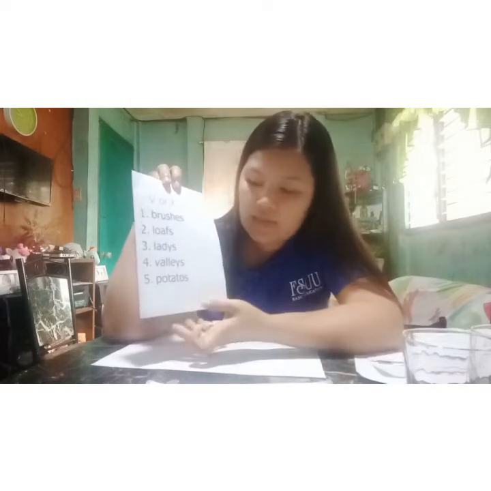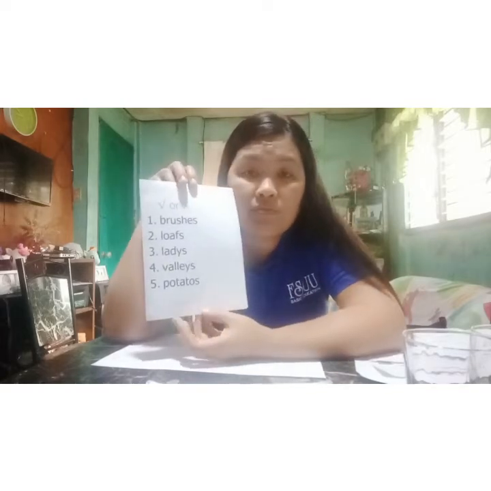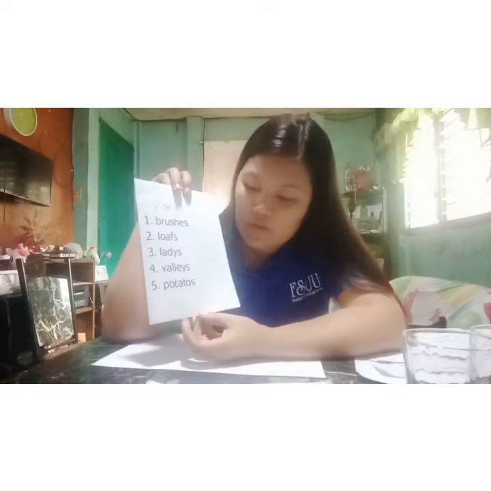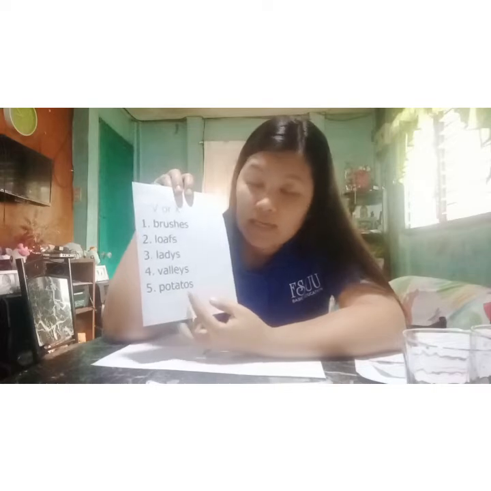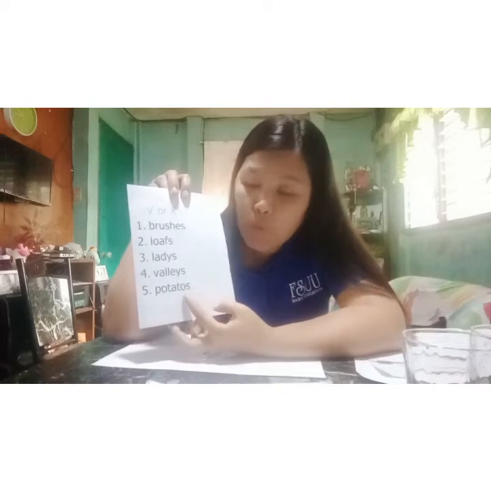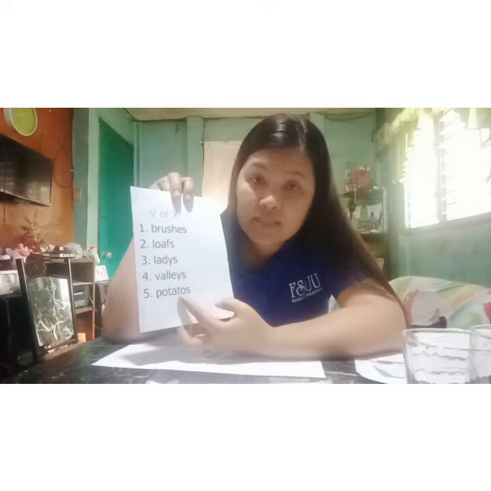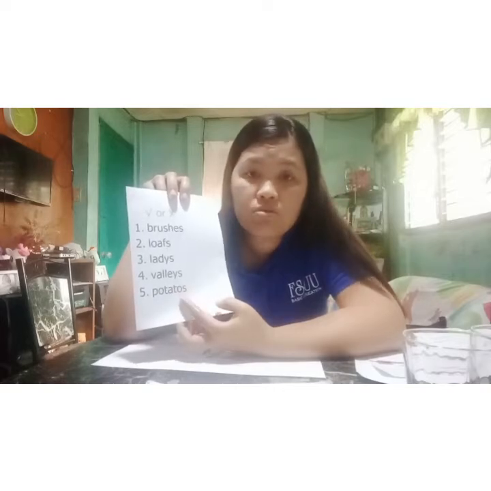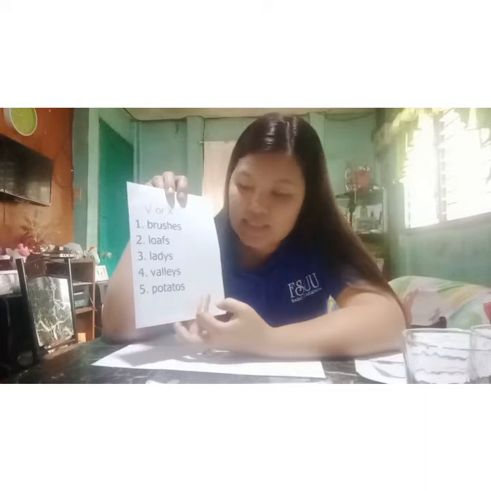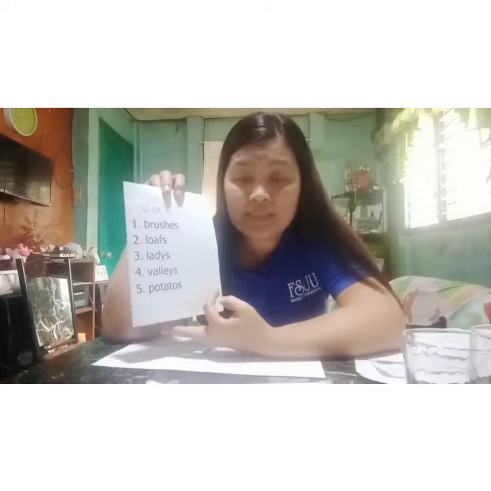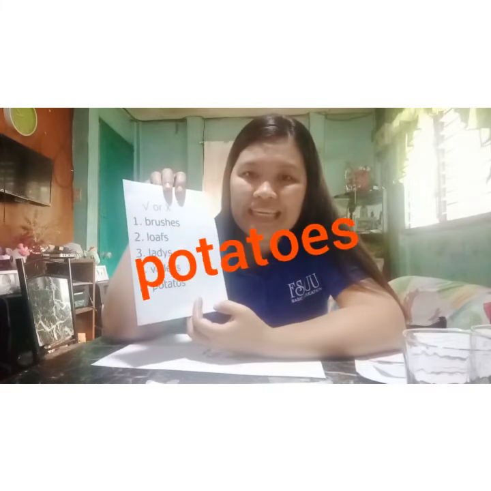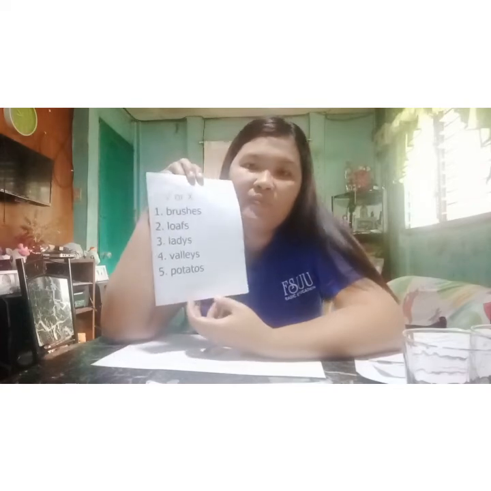Okay. And then the last, number 5, potatoes. Potato. Remember, ending in consonant and an O. It ends with a letter T, which is a consonant, and an O. So you need to add ES. Number 5 is an X because the correct answer is T-O-E-S. Potatoes. Okay?